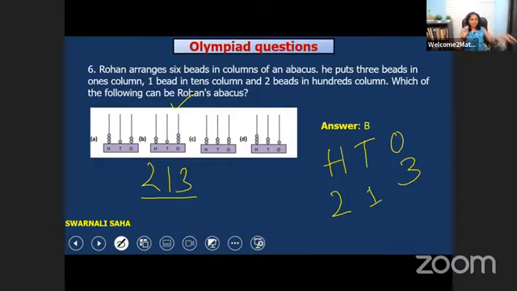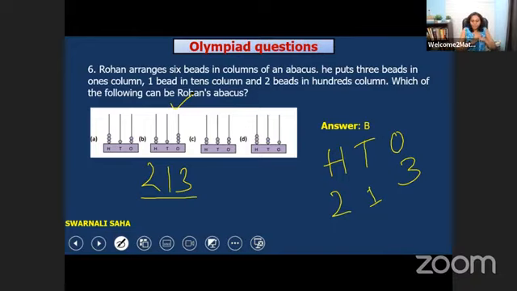So whenever you get this type of question, the beads question, abacus, just write the position and write the number of beads, and then you can easily find out the answer. Ones, tens, and 100 place, and then you can write the beads. So you can easily find out the answer 2, 1, 3. Here you can see only option B is showing 2, 1, 3. So 2, 1, 3 is the answer. That means option B is the right one. Fine. So now let's move on.